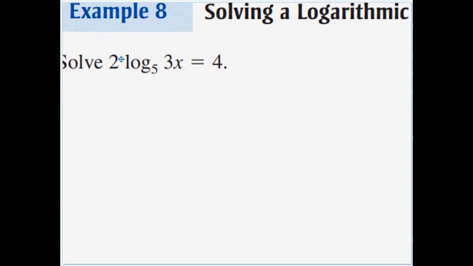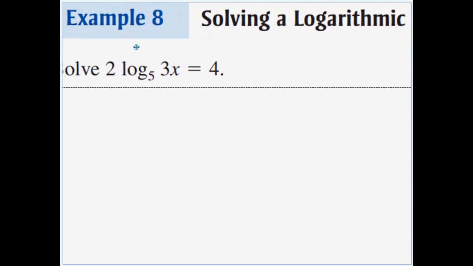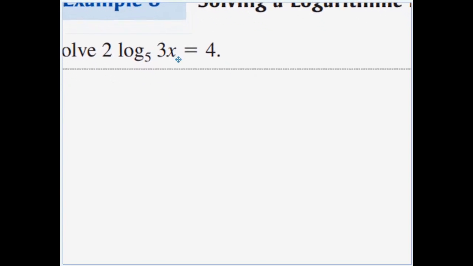Solve this log equation. So we got 2 log base 5 of 3x equal to 4. And again, I'm going to underline my variable term, log base 5 of 3x. So we got to get rid of this 2. We could move it up and make it a 3x quantity squared, but that would give us a 9x squared, and why deal with a squared term? Let's divide both sides by 2.